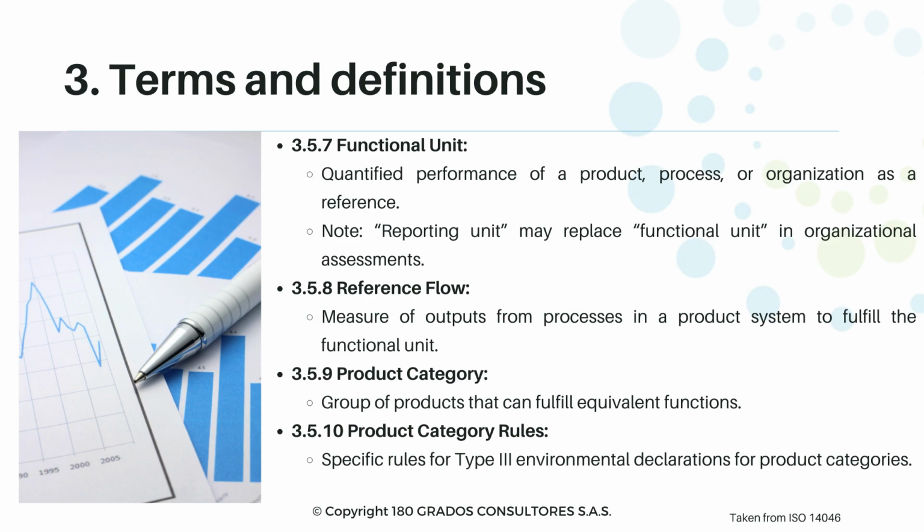Another one, the product category groups products capable of fulfilling an equivalent function, facilitating the comparison of the environmental impact. And finally, the product category rules, a very important concept, refer to specific guidelines for developing type 3 environmental declarations for different product categories. These rules are crucial to ensure that assessments are consistent and comparable. Very important to understand this concept for an accurate and meaningful water footprint assessment.